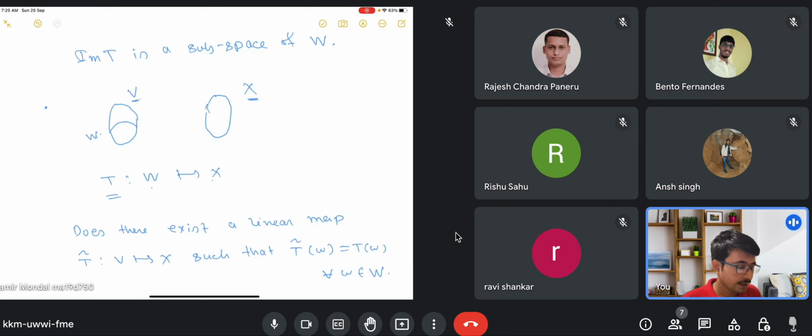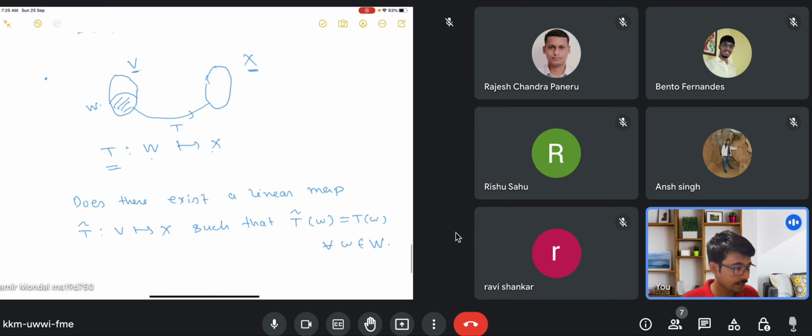One linear transformation is given from your subspace W to X. This T is given. Does there exist a linear transformation T tilde from V to X such that the image of T tilde on W is equal to the image of T, meaning this is an extension of T? T tilde is an extension of T. If it exists, we will call T tilde an extension of T.